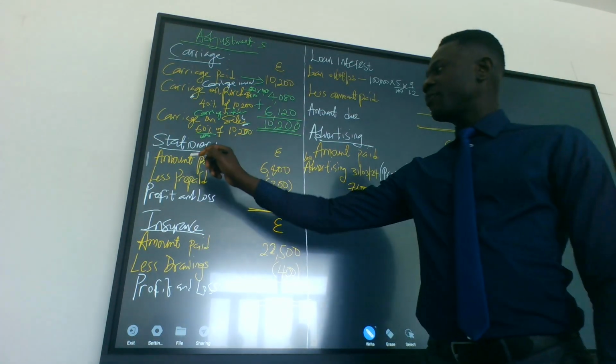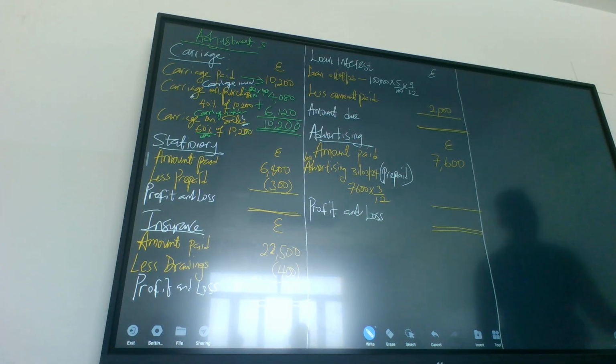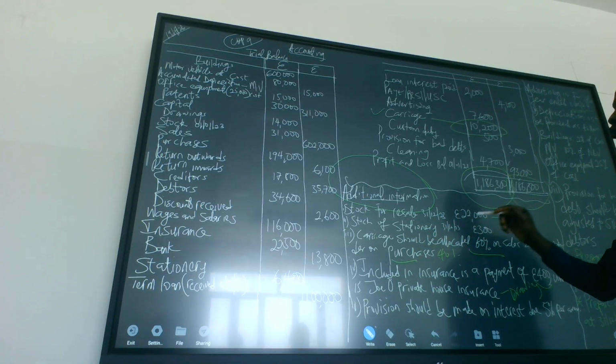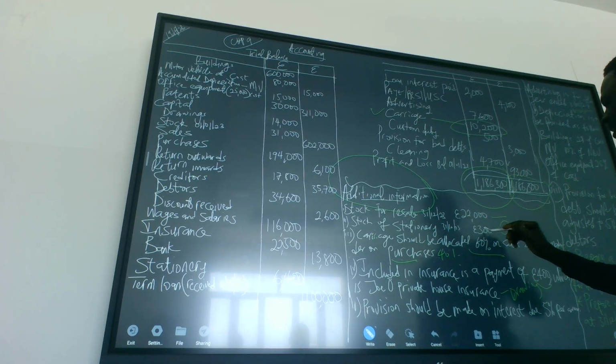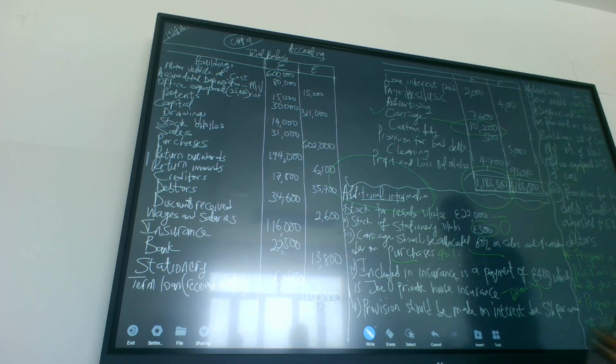We have stationery. For stationery, we have the amount paid, which is 6,400. Let's go back to the question. For stationery, stock of stationery at 31/12/23. So at the end of the year, this is the total amount that is left on stationery. Do we get it? This is the year end.